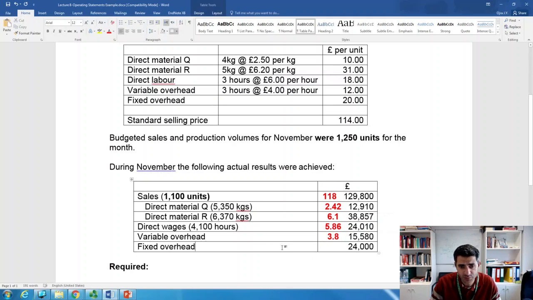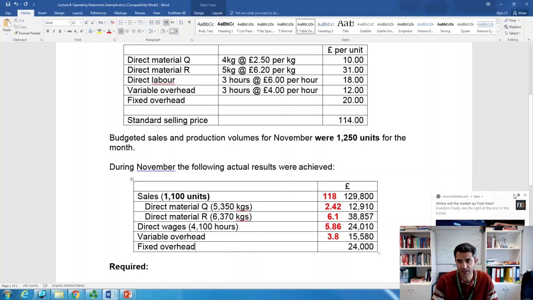In terms of fixed overhead, it is 24,000. Of course, fixed overhead is fixed, so regardless of any change in production, the actual fixed overhead is 24,000. That sounds perfect so far.